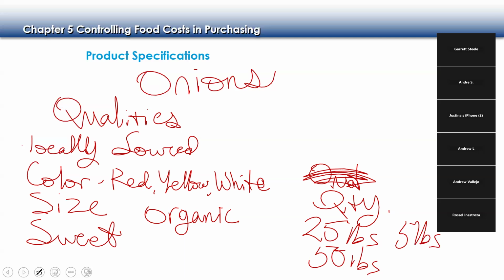Why should we know what our quantity amount to purchase is? What would be an issue if we ordered the wrong quantity? You wouldn't have enough for your recipes. Okay, so we may not have enough, or we have too much. So what happens if we don't have enough? That means we can't make our product. What happens if we have too much? Waste. It could go bad and it could go to waste, right?